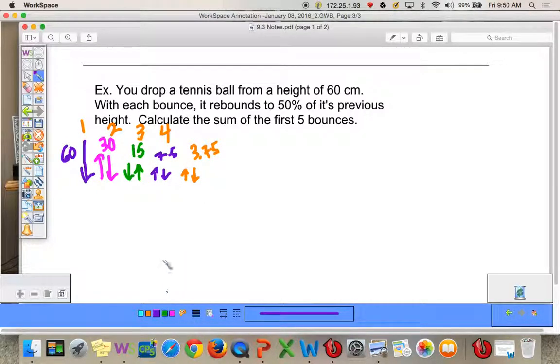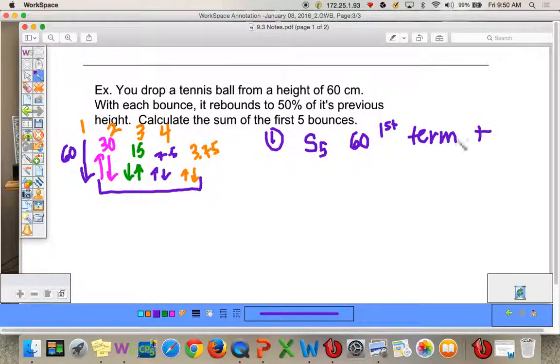Okay, so we could just add all these up. But if we want to use the formula, there's 2 ways to do this. We could add up this, and then multiply this by 2, because it's an up and down, and then add the 60. Or we could calculate with 2 different terms. We could do 60 as the first term and calculate all the downs. Okay, so here are the 2 methods. Method 1: find the sum of the first 5 terms with 60 as the first term, and then add that to the sum of the first 4 left, with 30 as the first term.